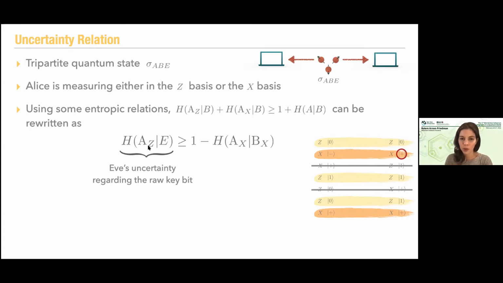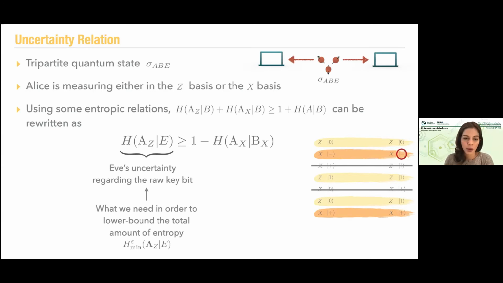Okay, so you can intuitively understand this is the fundamental thing for our security. And this is indeed what we need in order to lower bound this total amount of smooth min-entropy with this asymptotic equipartition property, or the entropy accumulation. So we said that to lower bound the entire amount of entropy that we get from all of these rounds, we need to know how much von Neumann entropy we can get from a single round. So this is the term that we have here.